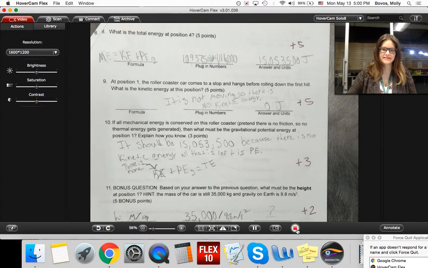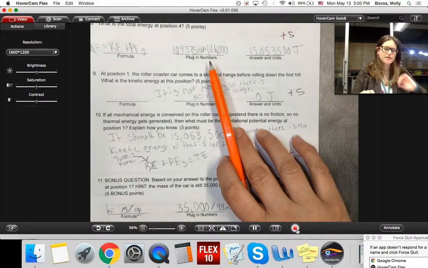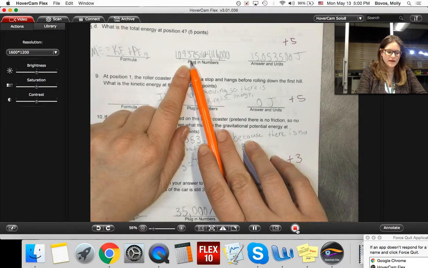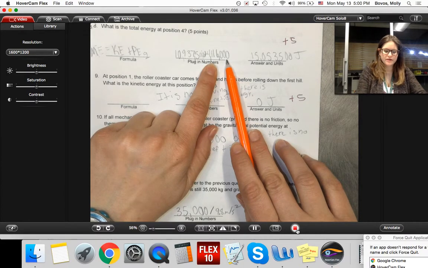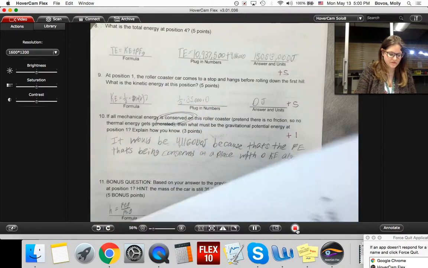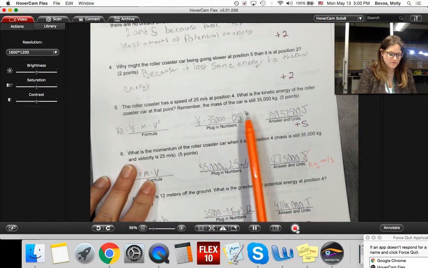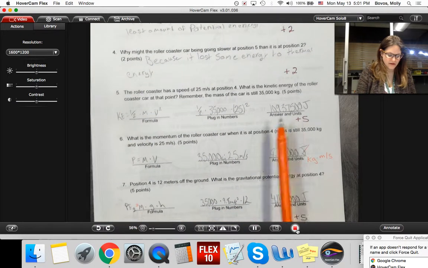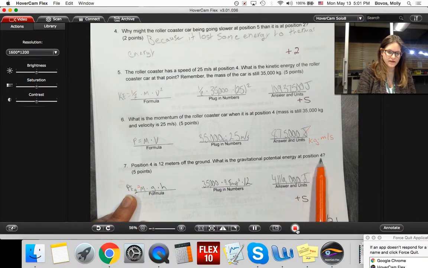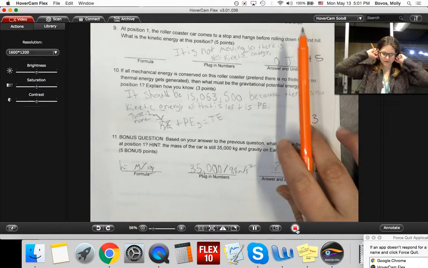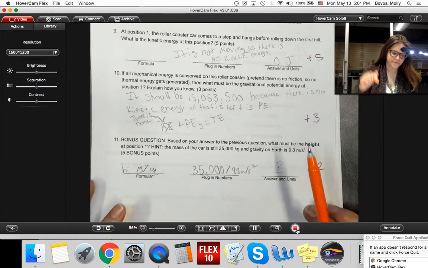Page of Test B. So first, what is the total energy at position 4? Well, what we need to do here is add up the kinetic energy at position 4 and the potential energy at position 4 to get the total energy. These answers are coming from your answers to kinetic energy at position 4, so that's the answer to number 5 right here, and gravitational potential energy at position 4. The answer, adding up these answers here and here. And that gives us our total energy at position 4.